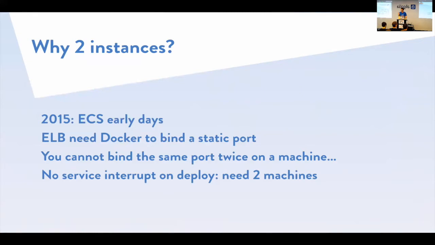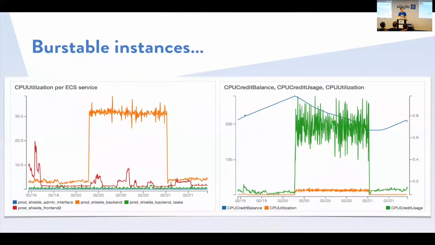So then it was T2 machines. Do you know what a T2 instance is for AWS? It's the worst. So it's good if you don't know. Basically, they are burstable instances, right? If you don't use it, everything's fine. But as soon as you start using the CPU, well, you have a credit in CPU, and the credit is decreasing.